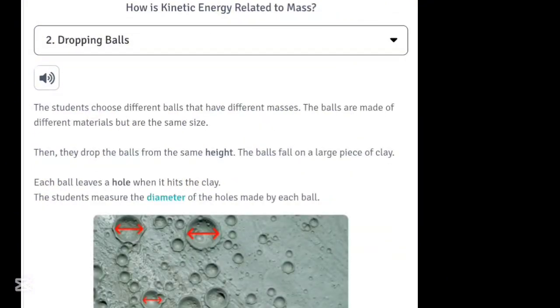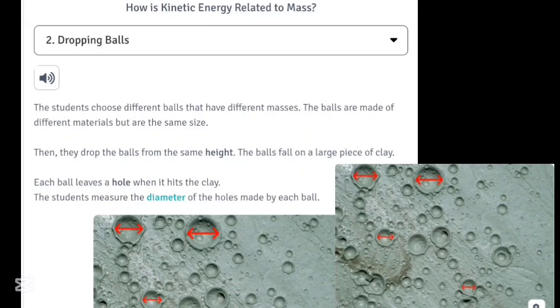The students choose different balls that have different masses. The balls are made of different materials, but are the same size. Then they drop the balls from the same height. The balls fall on a large piece of clay. Each ball leaves a hole when it hits the clay. The students measure the diameter of the holes made by each ball.